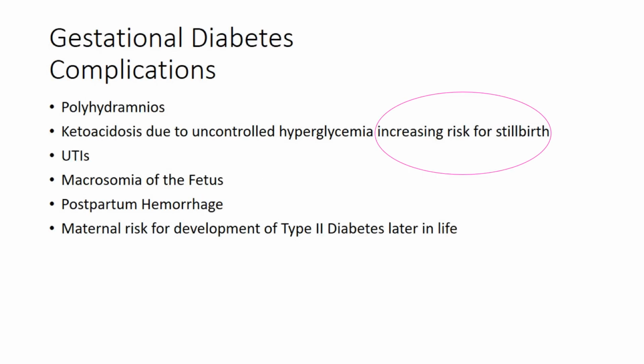One of the most important complications to remember in regards to gestational diabetes is that ketoacidosis due to uncontrolled hyperglycemia increases the risk for stillbirth. Other complications include polyhydramnios, UTIs, macrosomia of the fetus, so a fetus that is large, postpartum hemorrhage, as well as maternal risk for development of type 2 diabetes later in life.